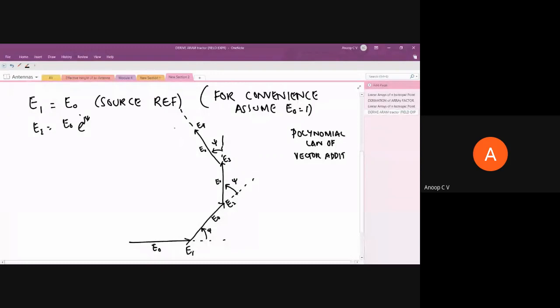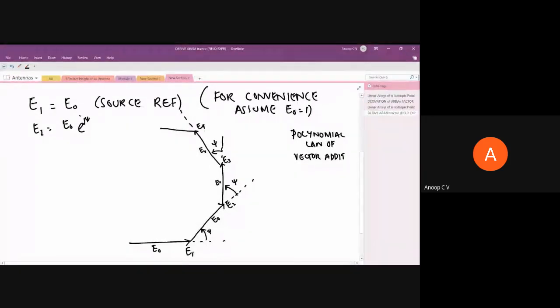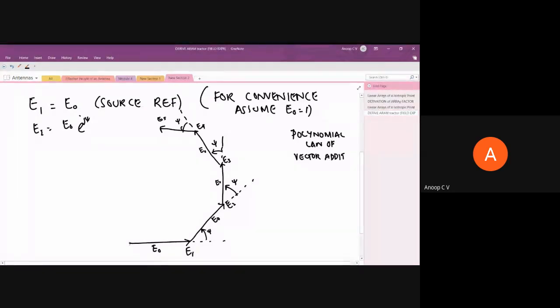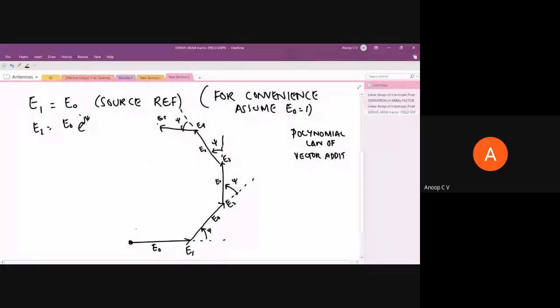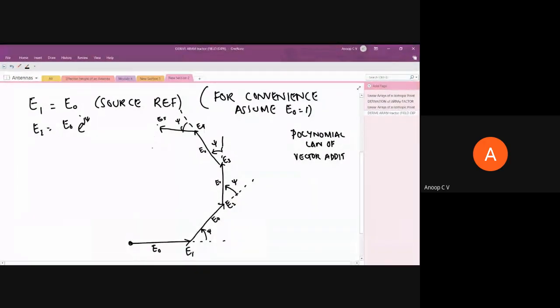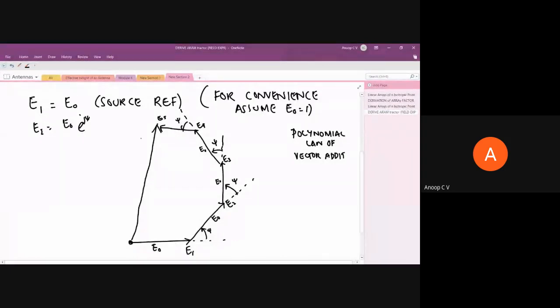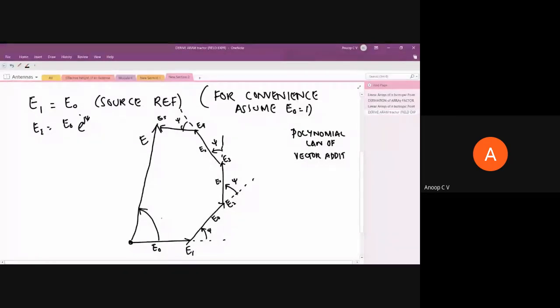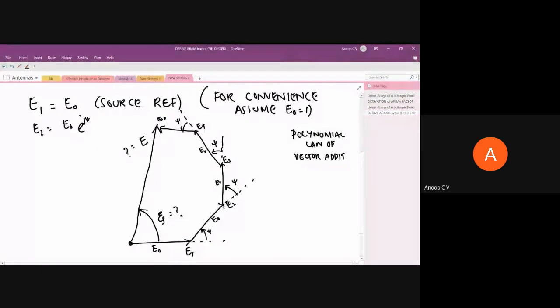If suppose we are assuming only 5 sources, or in general n sources, it is advanced by an amount psi. So this is E5. So the resultant field will be what? To get the resultant field, I should join the tail of the first vector and the tip of the last vector by the polygon law of vector addition. So if I draw this, this is the resultant E. And this resultant E will make some angle, I'll call this angle zeta, with respect to the phase reference. We have to find out what this is and also what this is.